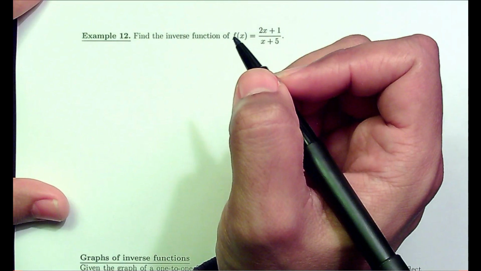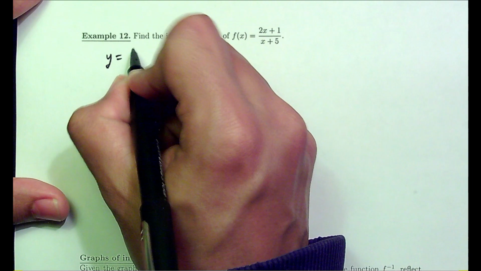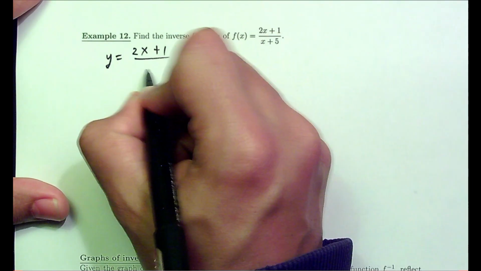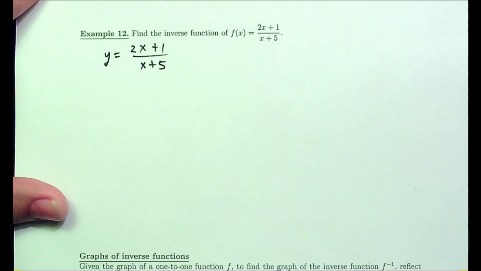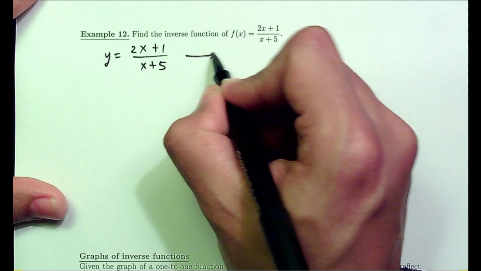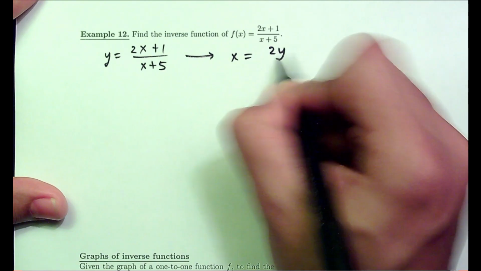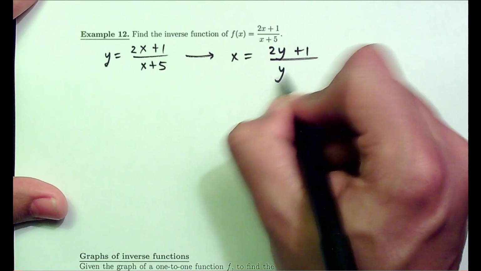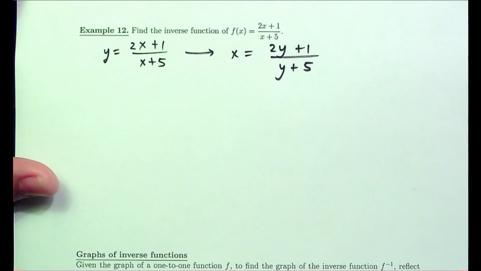Okay, first thing is, instead of f of x, we're going to write y. So we're going to write y equals (2x plus 1) over (x plus 5). Replace f of x with y. Then we're going to swap the x and the y. So this is going to look like this: x equals (2y plus 1) over (y plus 5). And now we need to solve for y.